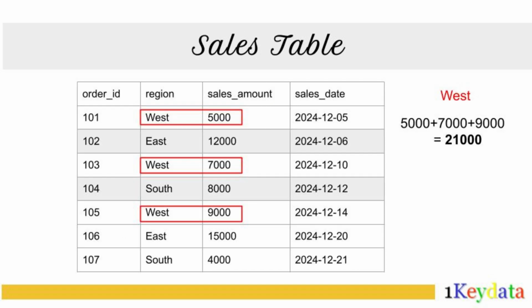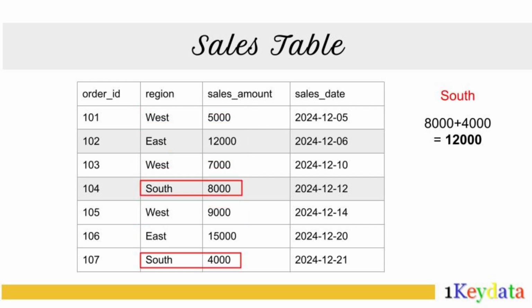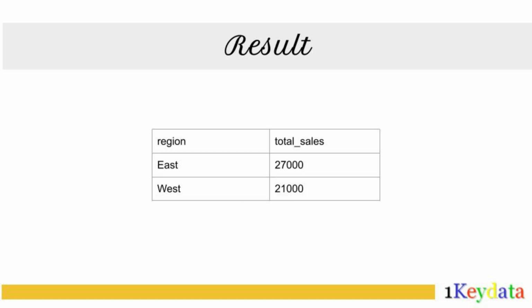Recall in the sales table, West sums up to 21,000, East sums up to 27,000, and South sums up to 12,000. Since we are looking for regions that have more than 20,000, only West and East qualify. So remember, use WHERE for filtering rows before grouping, and HAVING for filtering groups after aggregation. And that's the difference between WHERE and HAVING.